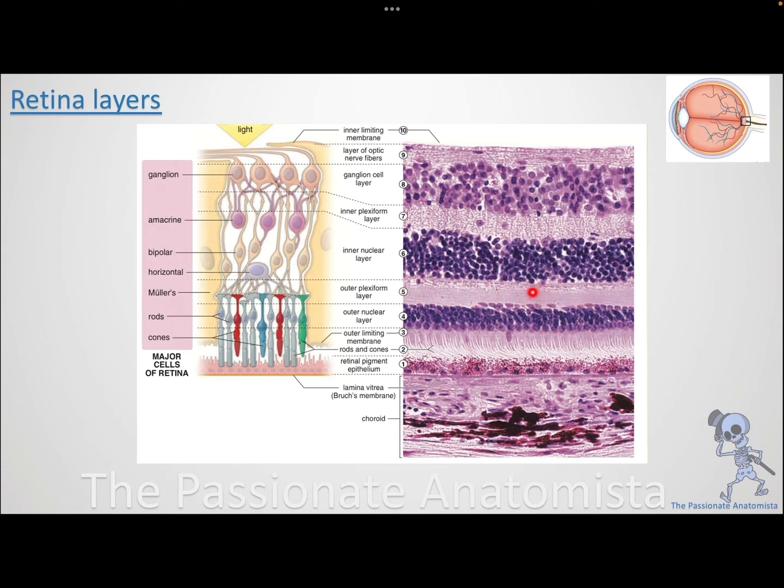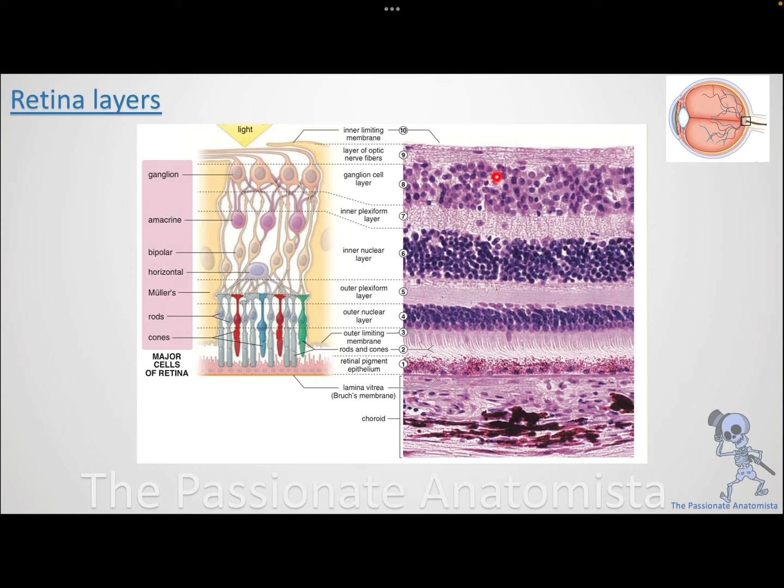Plexiform in Latin means you have nerves, you have wires. So these are the axons and dendrites of the neighboring neurons. And this is the inner nuclear layer because, again, this is the next group of cell bodies. And you know that a collection of cell bodies in the central nervous system is called nuclei. So these are the nuclear layers. And then from there to the inner plexiform layer, and from there to the ganglion cell layer, and then all the way to the optic nerve.